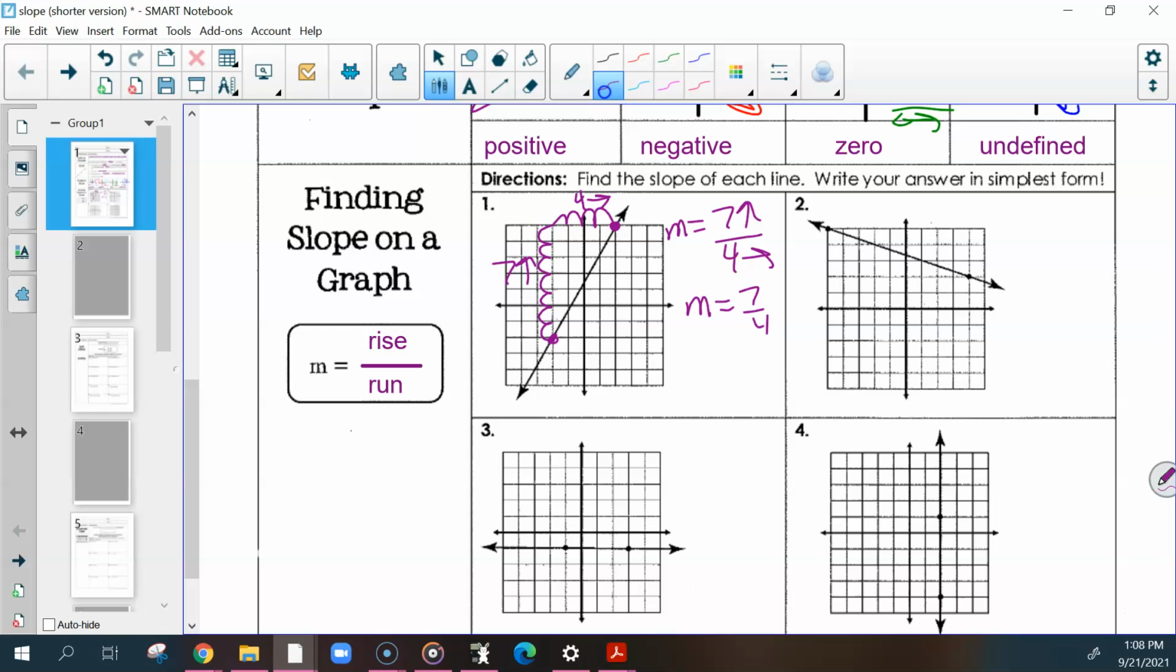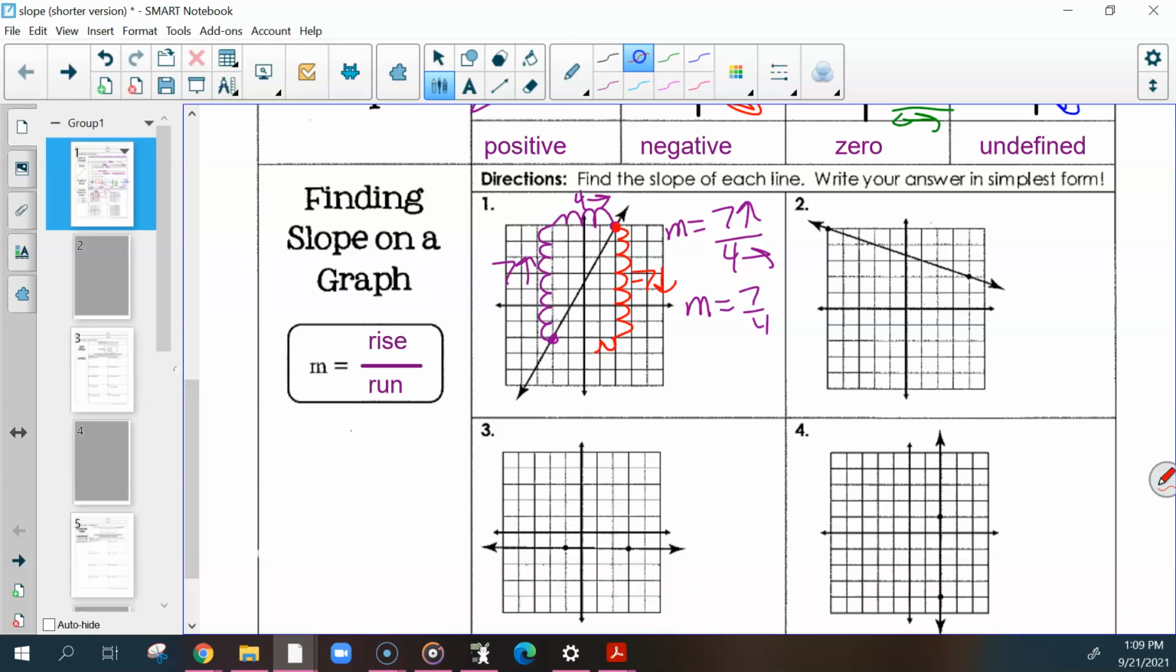But let's say you did it the other way. You were reading right to left. If I started at this point, I would now need to come down before going over, because it's still rise over run. It's just however way you rise up or down. So it would still be 7, but it would be a negative 7 because we're going down.